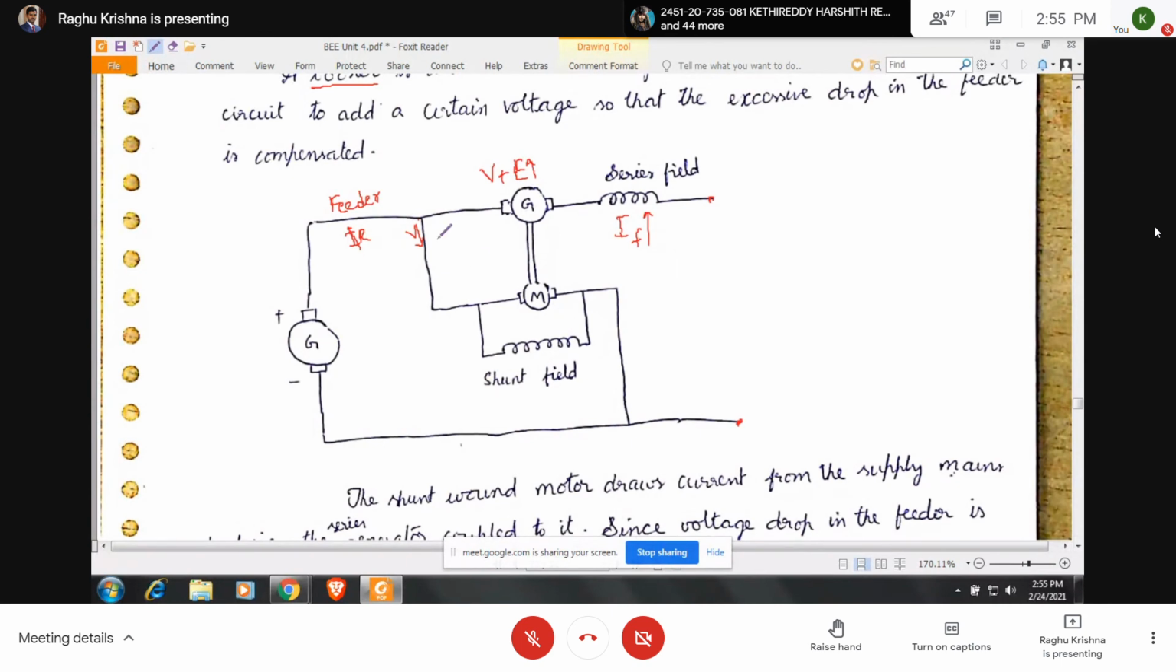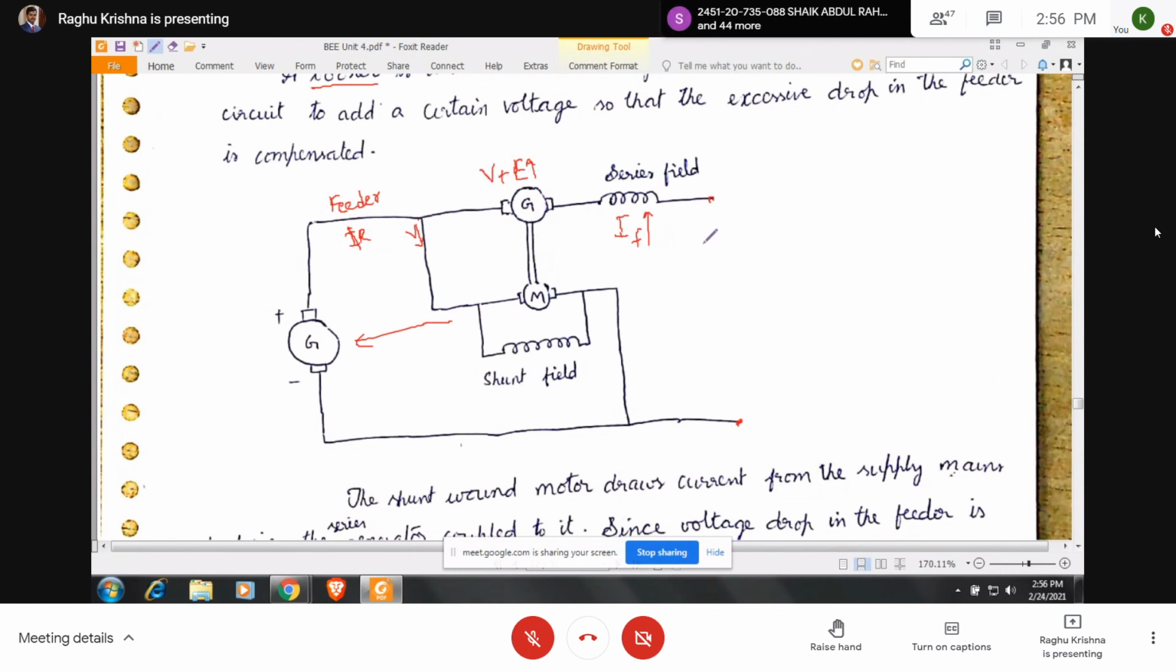Here this motor is used to supply mechanical power to this generator. The motor is drawing power from this generator, and it is rotating. This motor is supplying the mechanical power input to this series generator, and we are going to increase the voltage. So this voltage is added to this V.